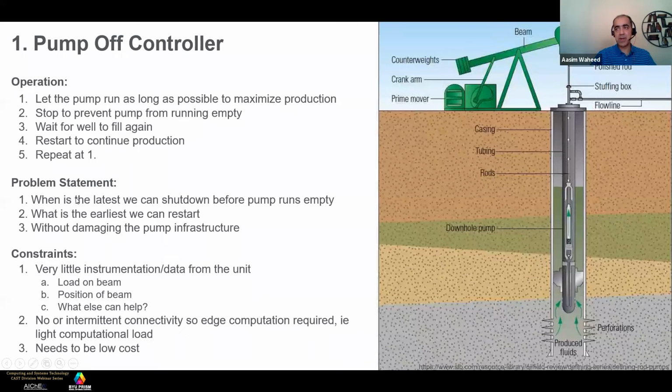So the problem statement becomes, when is the latest you can or you should stop? And when is the earliest you can restart? So the pump is stopped for the least amount of time. When the pump is stopped, it's not being used, it's not being productive. And industrial parlance will say it's not an efficient use of that asset. To use that asset efficiently, we need for it to be running for as long as it can run. So this is what you need to do.